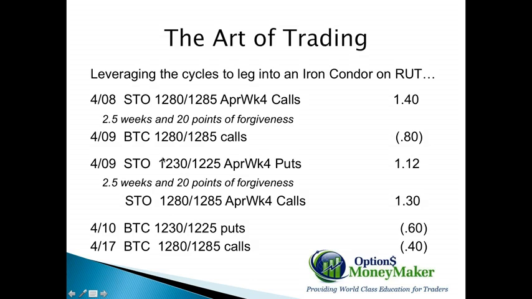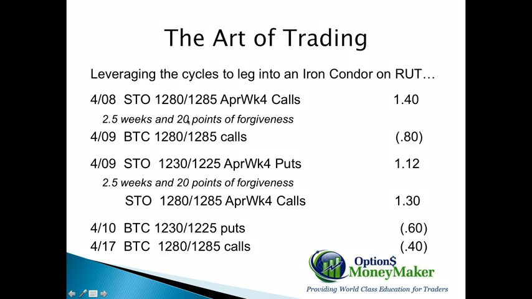On April 8th, we sold to open a 1280, 1285 April week 4 call spread, and we took in a credit of $1.40. Now we had 2.5 weeks to expiration. The index at the time was trading at 1260, and so we had 20 points of forgiveness. So we felt that there was a declining bias indicated on the chart, and I'm going to show you the chart that represents this trade in just a moment.